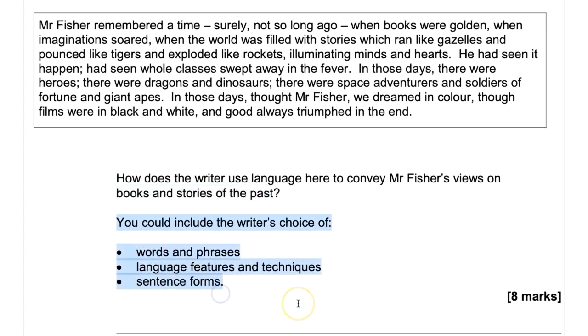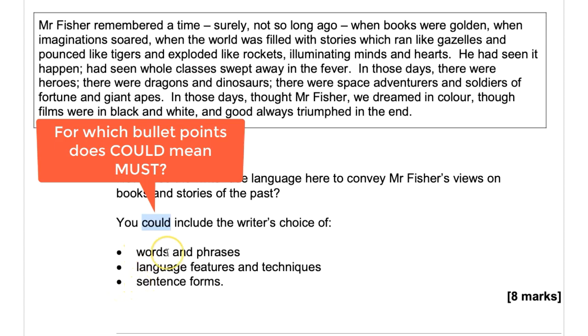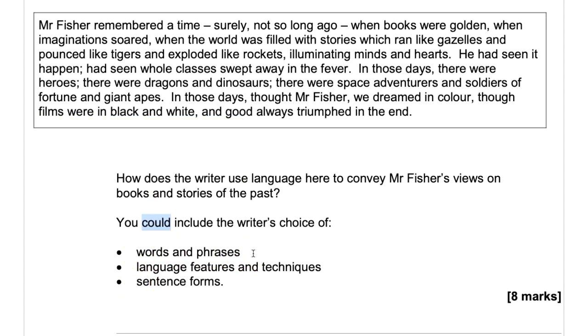These parts are always the same, no matter what the question. The word could is a bit cheeky. It means must for the first 2 bullet points, and it does mean could for the third. If I go through these, words and phrases, well, obviously that's quotations. You've been doing it probably since you were in year 4. This should be easy for you because you practiced it for years.